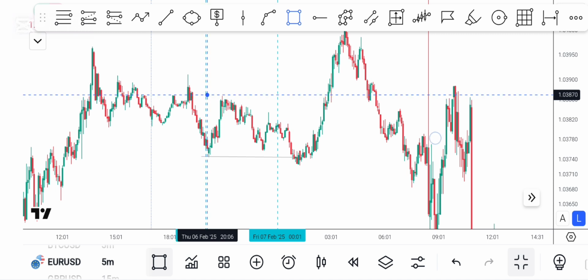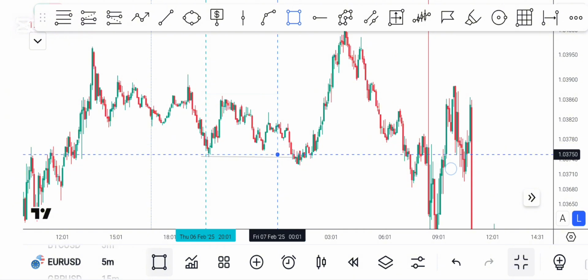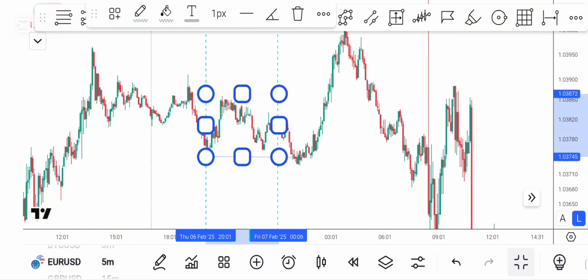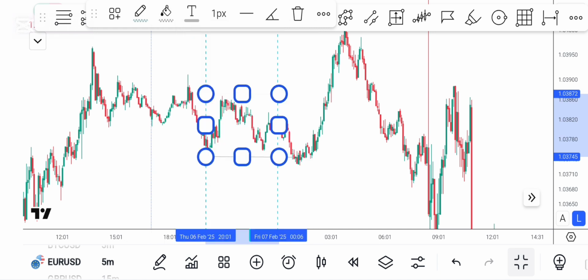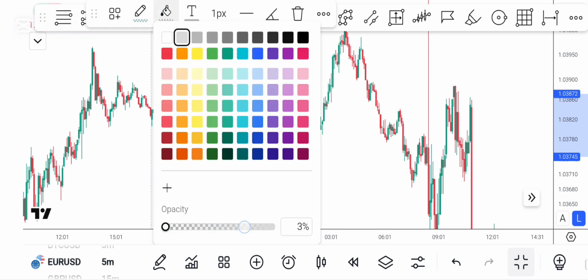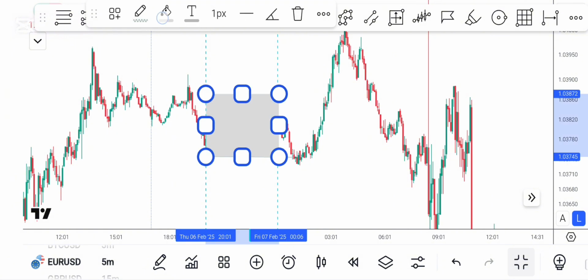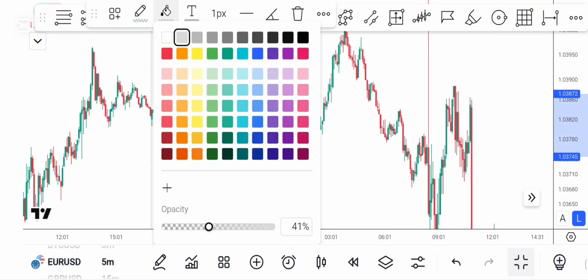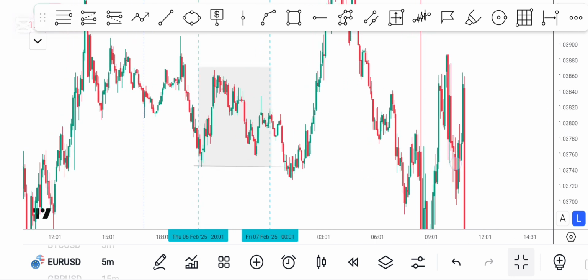So what we are going to do is mark the high of Asia, and mark the low of Asia, okay. This is the high that was formed during the Asian session, and the low that was formed during the Asian session, which gives us the range. Sorry, the opacity is too much. Let me reduce it. Yeah, I think this makes sense, right? I hope you can see this clearly.